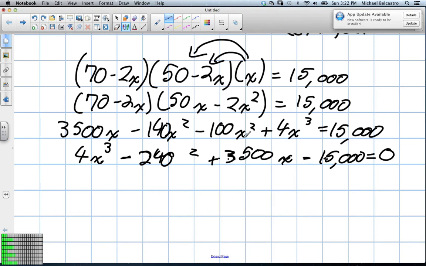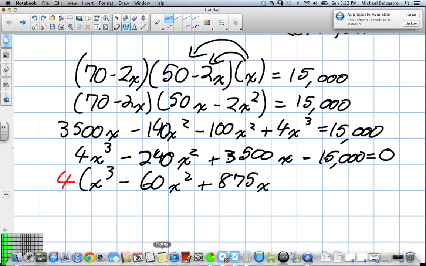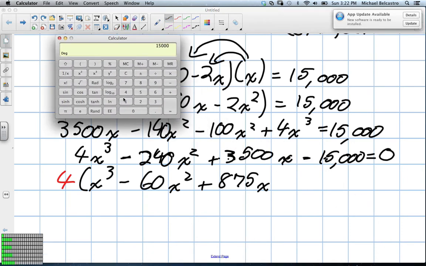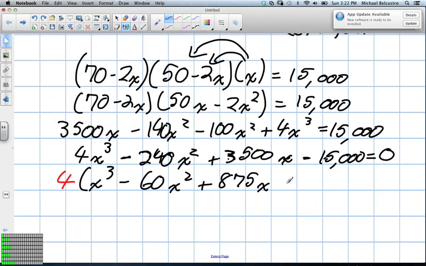Okay, so let's say we got this. 4 is a common factor here, so let's take 4 out as a common factor. We're left with x cubed minus 60x squared plus 875x, and 4, I think, comes out of 15,000. Divide 4, does it? Yep, 3,750.